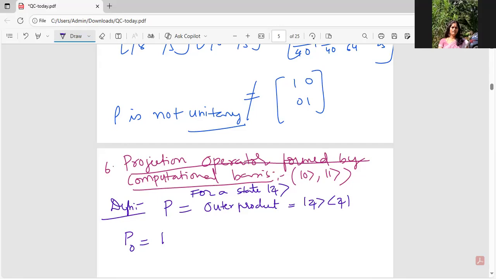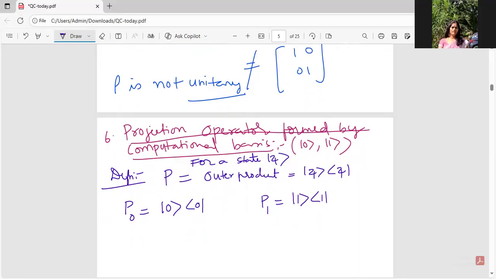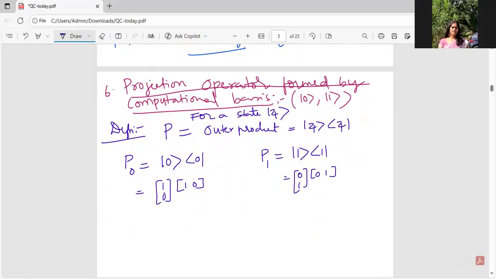How do I define the outer product? Ket 0 and its dual. Of course, P1 is the outer product of ket 1 and its dual. I know in the previous examples I have written what is ket 0 and what is its dual. Ket 0 is nothing but your 1 0, the column vector, and its dual is the row vector. Similarly, the column vector 0 1 and the row vector 0 1. Just start multiplying. By the way, guys, inner product always results in a number. Outer product results in a matrix.